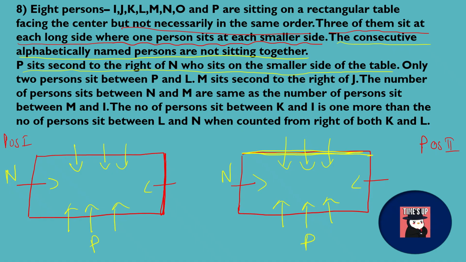Next, only two persons sit between P and L. 1, 2, L will be here. Otherwise, in the second possibility, I'll take it like this. 1, 2, L will be here. Okay. Next, M sits second to the right of J. The number of persons sitting between N and M is the same as the number of persons sitting between M and I.